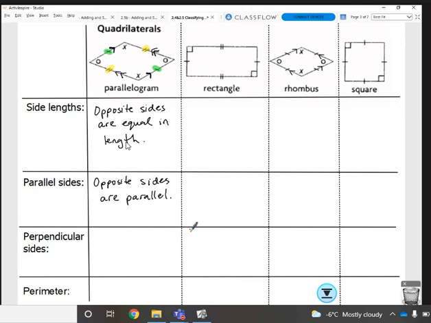Now, are there any perpendicular sides in a parallelogram? Perpendicular really means we're looking for 90 degrees. Is there any 90 degrees? It doesn't look like there is, because we just have an X and an X and then a circle and a circle. That doesn't indicate 90 degrees. What we're really looking for is that little 90 degree box. So we could say there is none here.